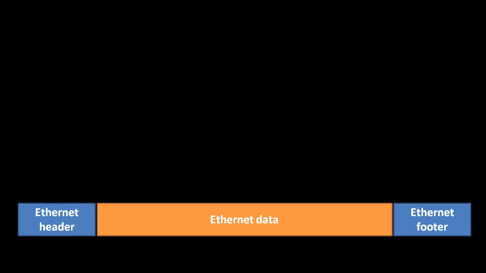Now let's look at how these layers actually fit together, and let's assume data is being sent over Ethernet. Data over Ethernet is sent in discrete chunks called frames. Each Ethernet frame starts with a header, ends with a footer, and in between is the actual data being sent. The header and footer contain information about the frame itself. Most importantly, they specify a destination Ethernet address. Addresses in Ethernet are called MAC addresses, MAC.